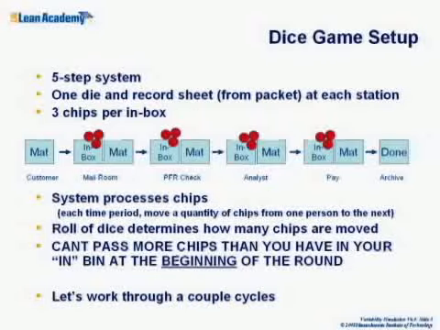So let's move right into the dice game that you have in front of you. I'm going to run through a couple of setup steps and rules for the game, and then we'll go ahead and play it. It is a 5-step system. You can see the mats in front of you. Each setup will have 1 die and 1 record sheet. You'll have 3 chips in your inbox right now, and if everybody could double check that you have 3, except for the customer, who has no inbox and no chips. You have a big mess of them there. Anybody not find that to be the case?